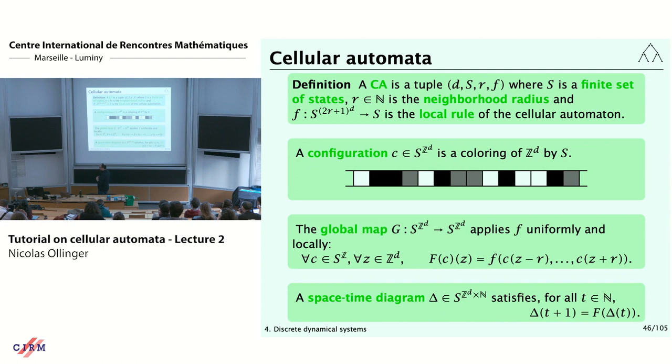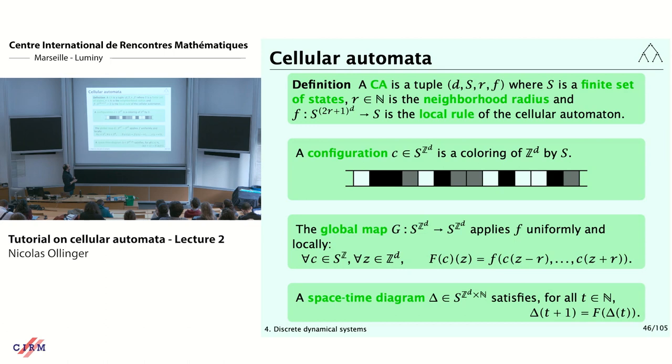Then you have the configurations, which are just paintings of your grid with colors. And when you draw configurations, there is no problem of piling them up or down. It's just the object you look at. And then the global map applies uniformly the rule. And here comes the problem.